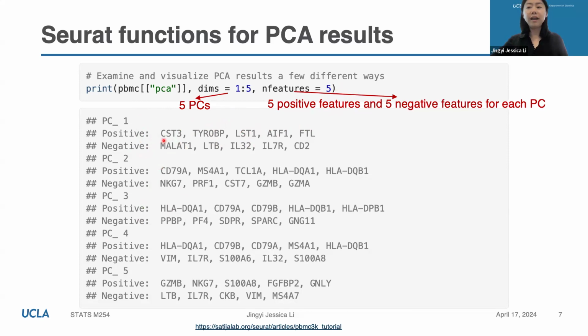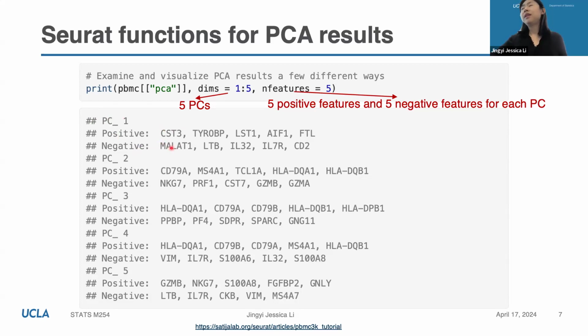Basically, how we look at it is that, okay, I know PC1 is the most important one that explains the majority of variance in my data. I see it's positively correlated with this gene, which means that it has a positive influence on this PC, and negatively correlated with this gene, which means it has a negative influence on the PC.